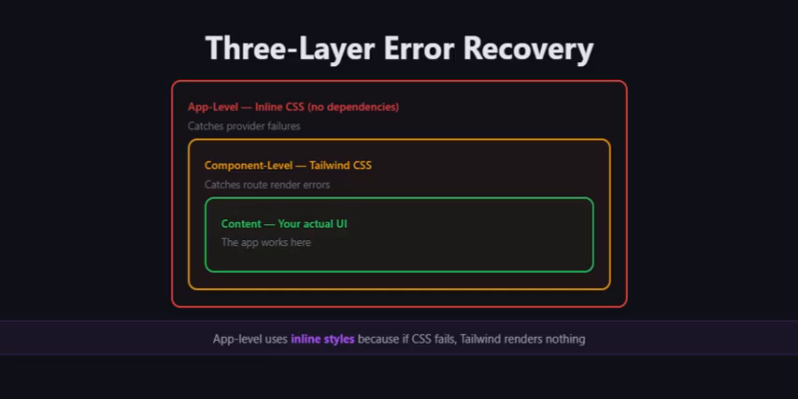Layer 1, the app-level error boundary. This wraps the entire application. If something catastrophic happens, the CSS fails to load, the router breaks, React itself throws, this boundary catches it and shows a user-friendly error screen.